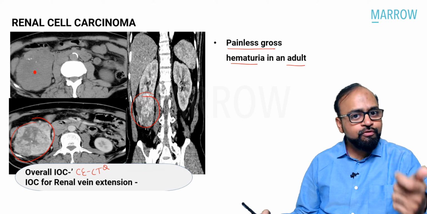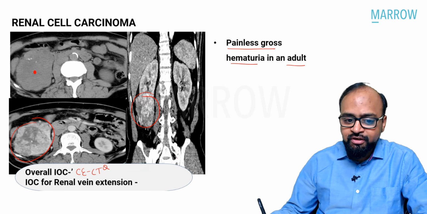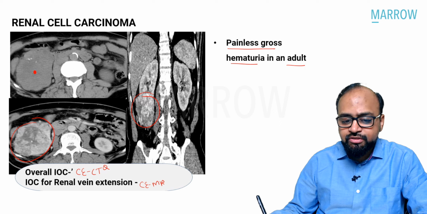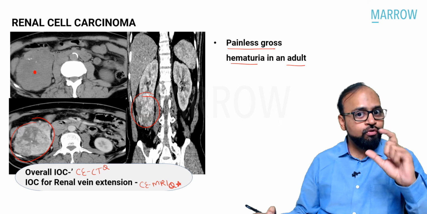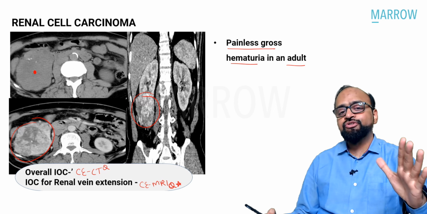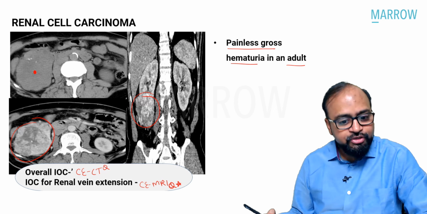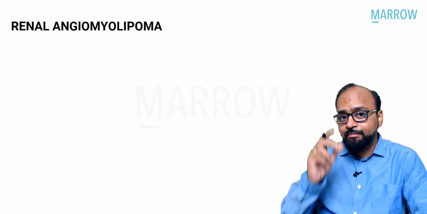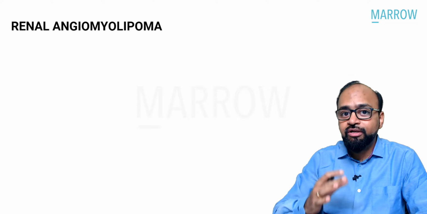Right? So to look for this vascular extension or invasion, the investigation of choice is contrast enhanced MRI. So overall investigation of choice, if they ask you, it is CECT. If they specifically poke you and ask you for vascular invasion, it is going to be contrast enhanced MRI. Now let us quickly look at some renal focal lesions.